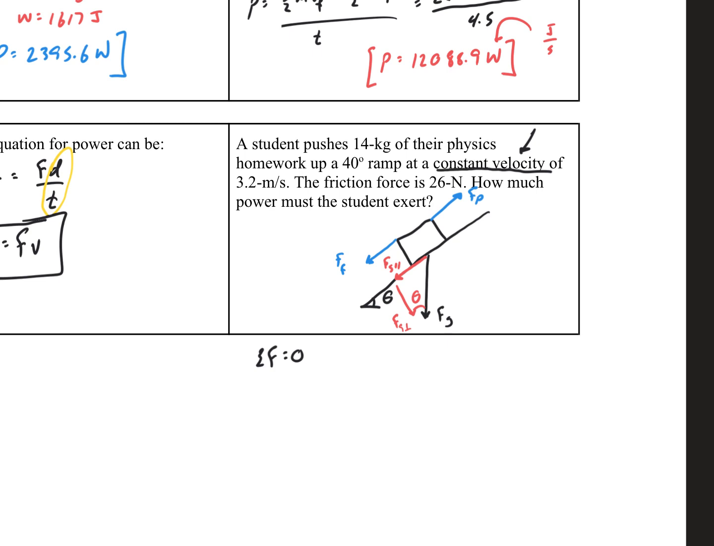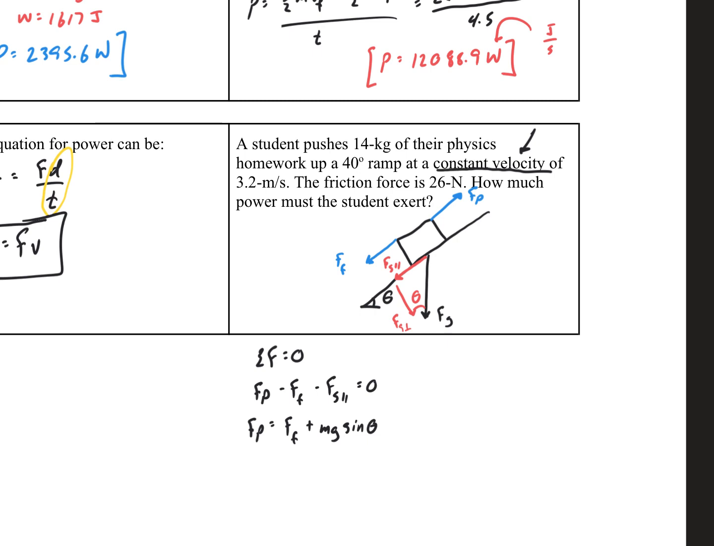So I'm going to go ahead and call up the ramp positive and down the ramp negative. That means I have the pushing force up the ramp, friction force pointing down the ramp, and that FG parallel going down the ramp equals 0. So rearranging this, I'm going to write this in the form that I need. Now I can figure out what my pushing force is, and that's going to be important.